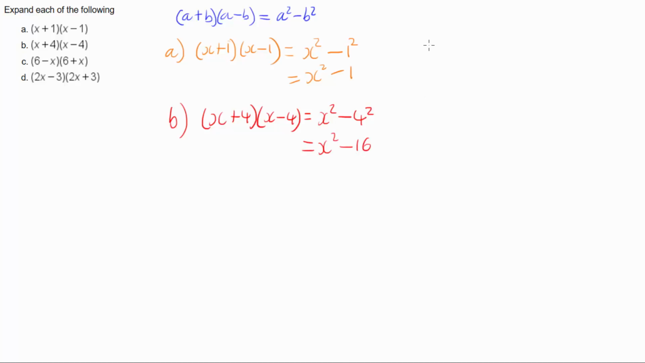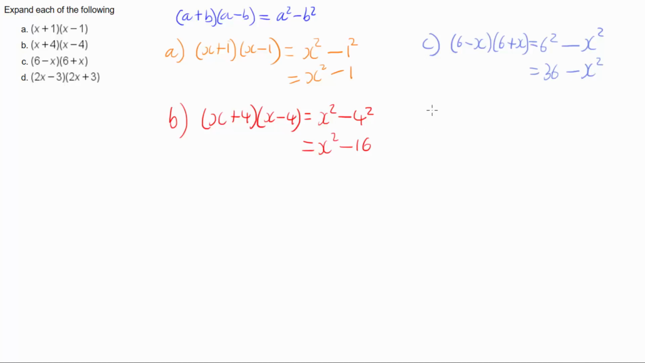If we have a look at part C, we have (6 - x) times (6 + x). Now I know the rule for the difference of two squares is (a + b) times (a - b), and over here we have minus followed by plus. This doesn't matter, we can have these in any order. We still follow the same process. We take the first term, which in this case is 6, and we square it, and we subtract off the second term, which is now x, and we square it. So now we write this out, we have 6 squared is 36 minus x squared.